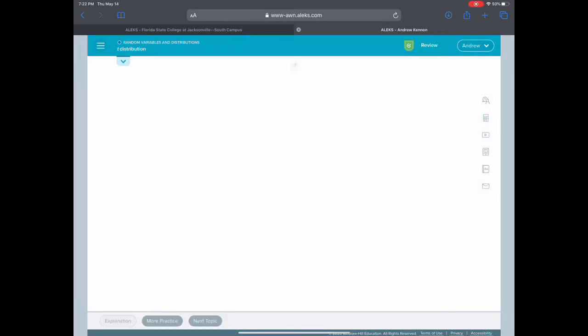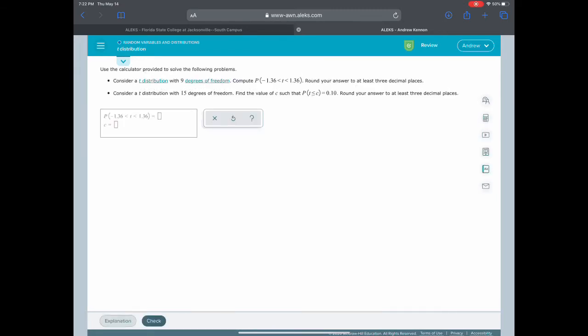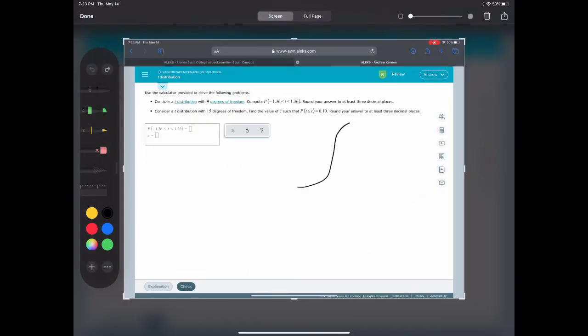So let's do one more just to make sure we got it, because there are some different variations here. This would be a good one. All right, so on this one, consider a t distribution with 9 degrees of freedom. Compute negative 1.36 is less than t, less than 1.36.